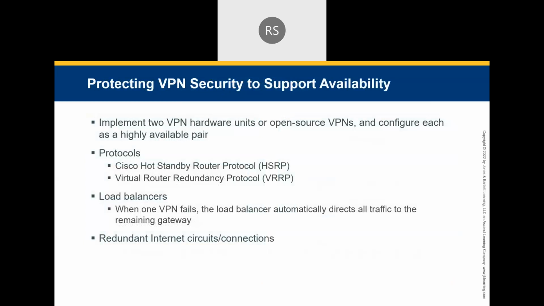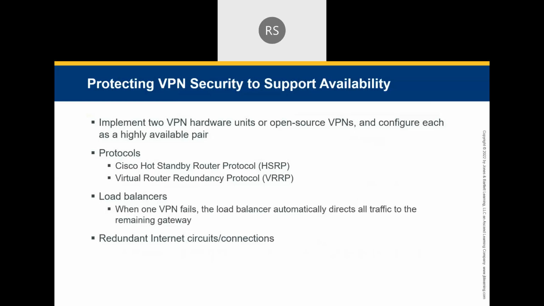You can also implement protocols like the Cisco Hot Standby Router Protocol or the Virtual Router Redundancy Protocol to manage failover between the VPN gateways. So these protocols allow for automatic switchover to a backup VPN gateway in the event that the primary gateway fails. And this is done to minimize service disruption.